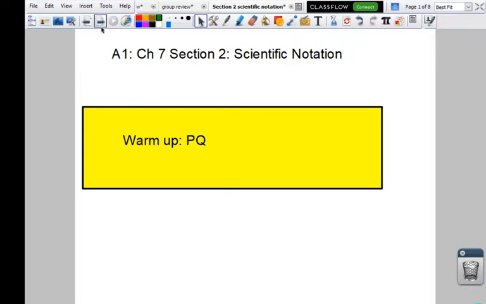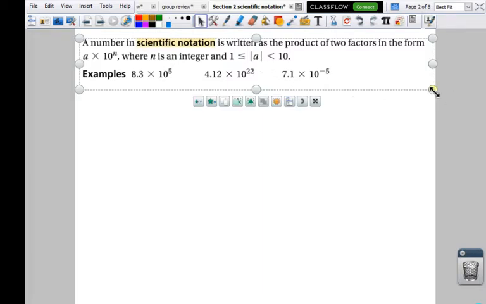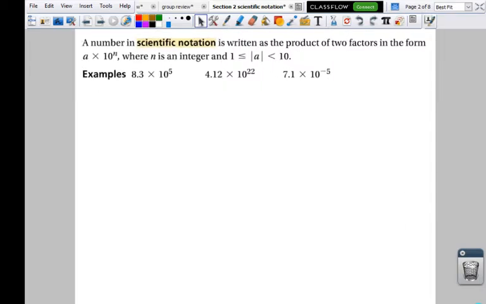So, we're going to look at scientific notation today, which you guys maybe did in science class. It looks really confusing. Scientific notation? Yep, that's why we're going over it. Scientific notation is a way of writing either really, really big or really, really small numbers.